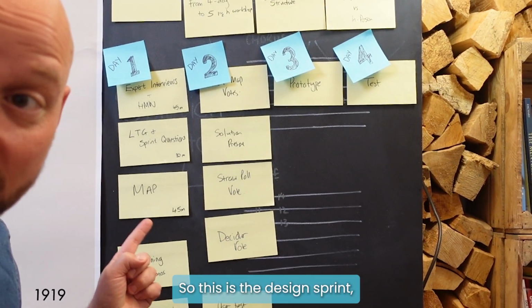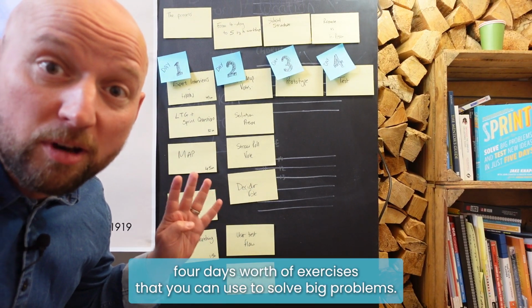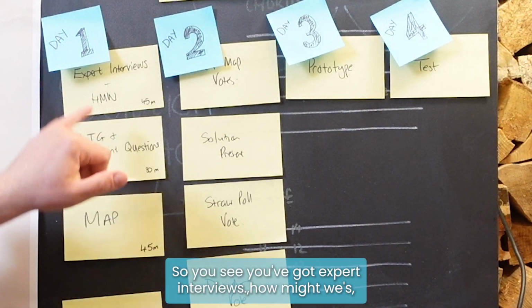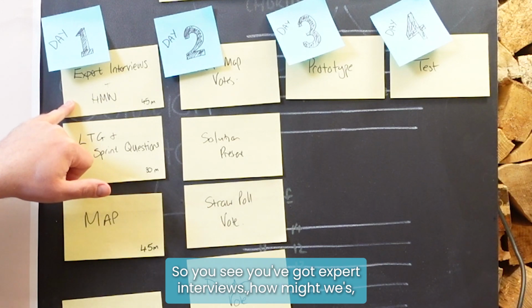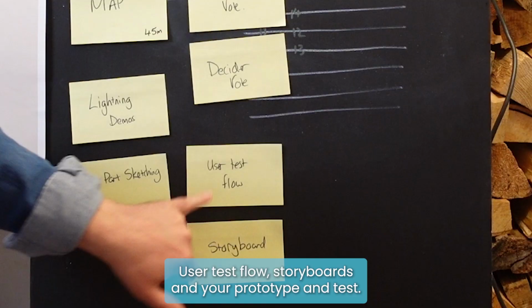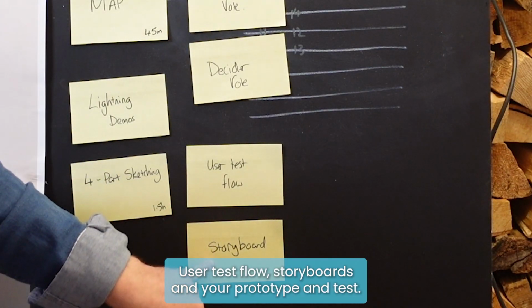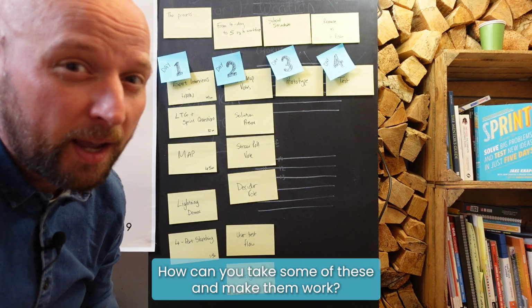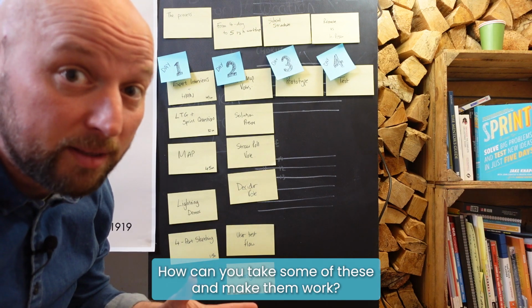So this is the design sprint. 4 days worth of exercises that you can use to solve big problems. So you see you've got expert interviews, how might we's, long-term goals, user test flow, storyboards, and you prototype and test. But if you haven't got 4 days, how can you take some of these and make them work?